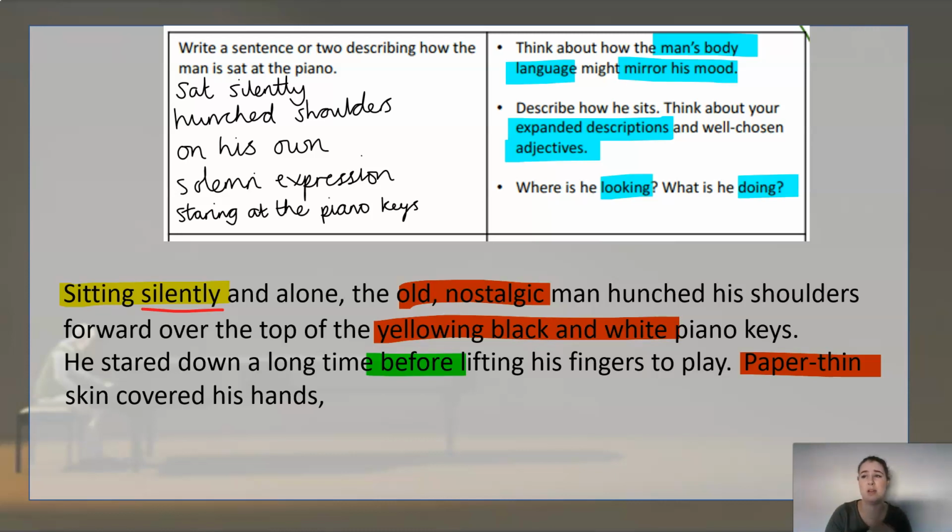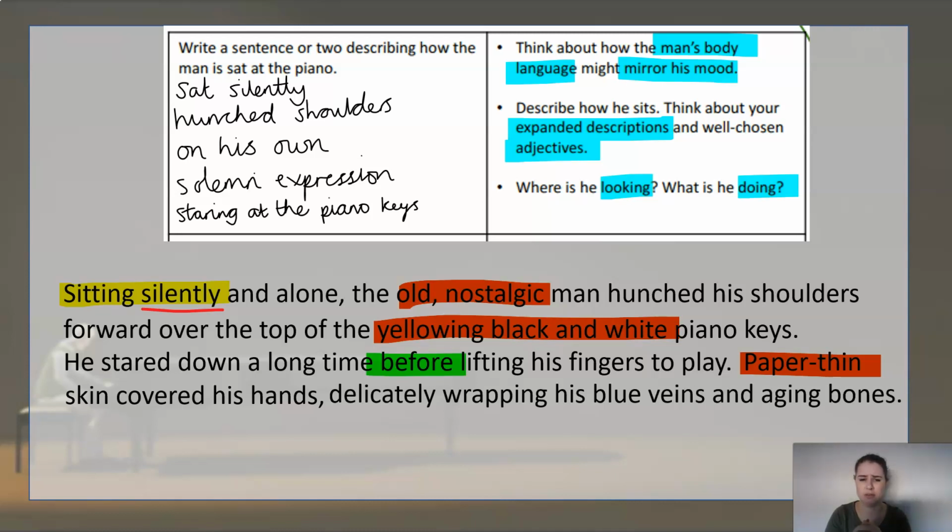Usually people who play the piano have quite long fingers because you have to be able to stretch your fingers a long way. But I like the idea of using what I'd written previously, where I explained that it covered his veins and his fingers, but can I include some adjectives to describe his veins and fingers? So I could describe the blue veins, maybe bony fingers, because I think when you get old, everything tends to look a little bit more bony. So let's go with that. So paper thin skin covered his hands, delicately wrapping his blue veins and aging bones.